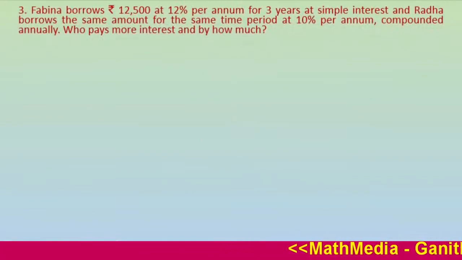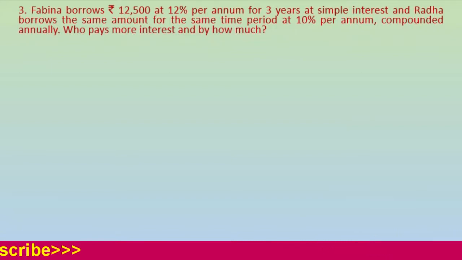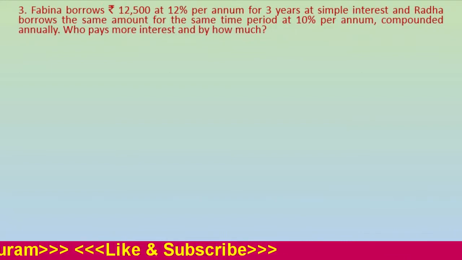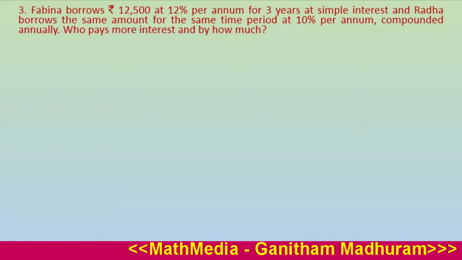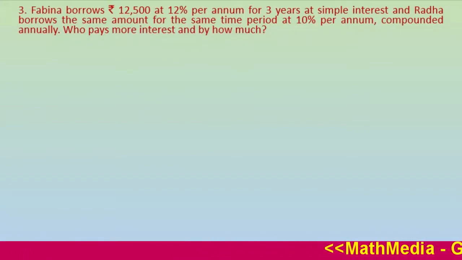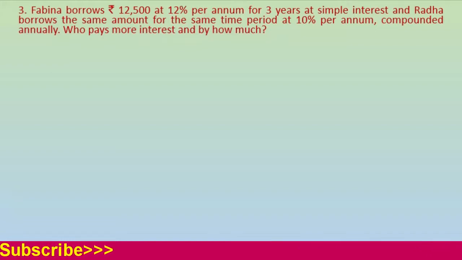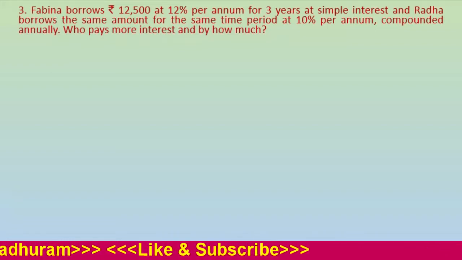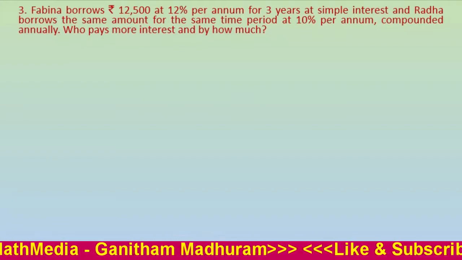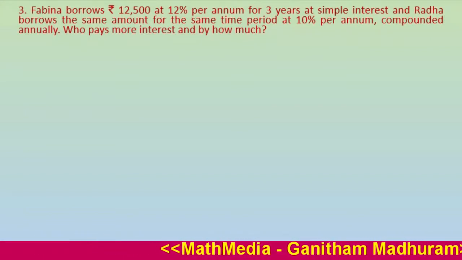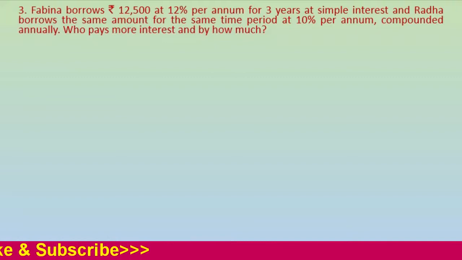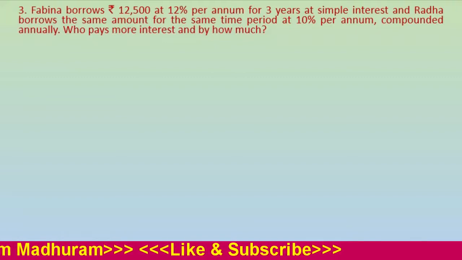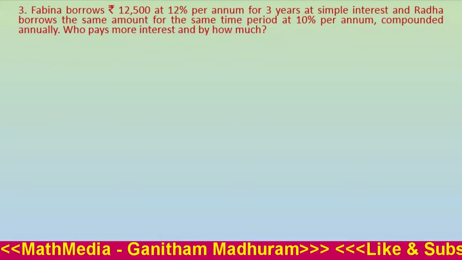Our next question, question number 3. Fabina borrows 12,500 rupees at 12% per annum for 3 years at a simple interest. And Radha borrows the same amount for the same time period at 10% per annum compounded annually. Who pays more interest and by how much? Children, I think the question is clear.